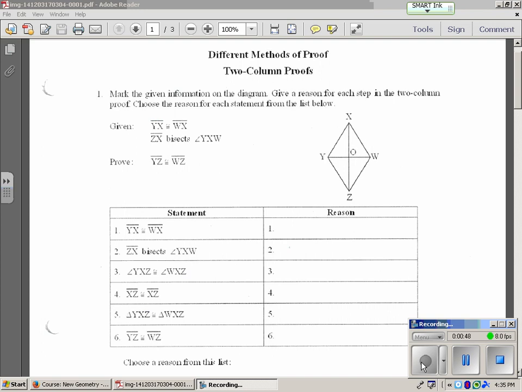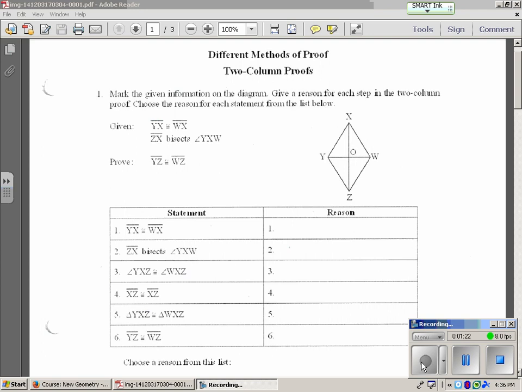I do have it written down in a different spot, but it's not on the packet that you're going to be receiving. So again, it's corresponding parts of congruent triangles are congruent. So we're going to take a look at some CPCTC proofs. There's a couple of samples I'm going to do with you in the packet today. And so you're going to do some of the samples, and then the rest of this is going to be your homework. So make sure that you ask questions and all that good stuff.